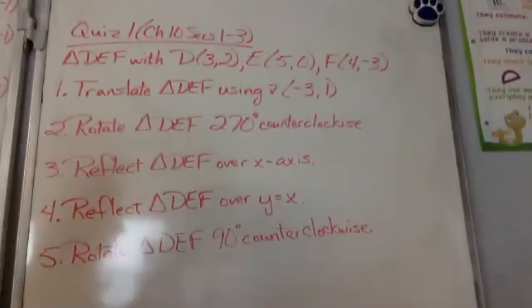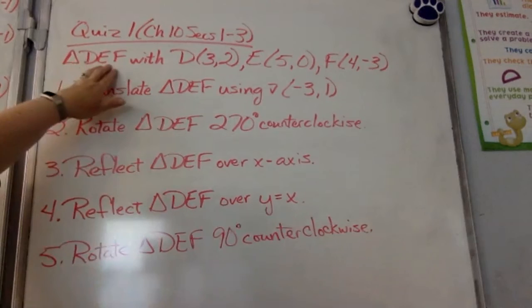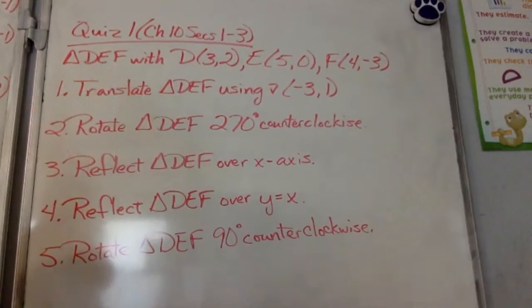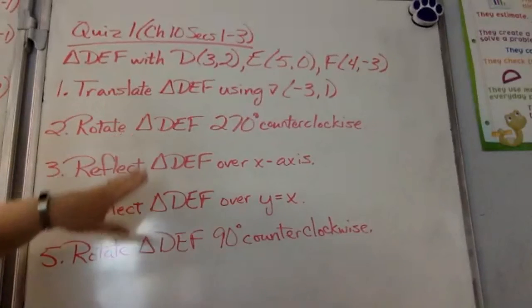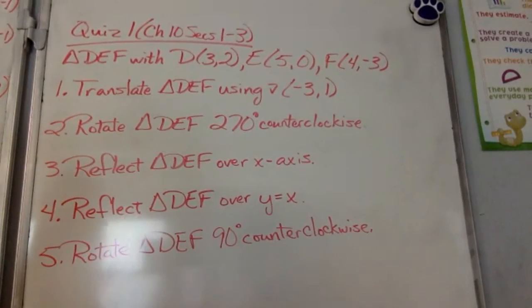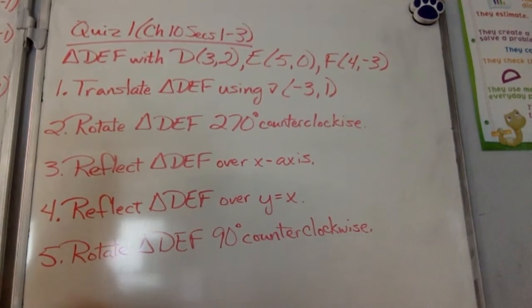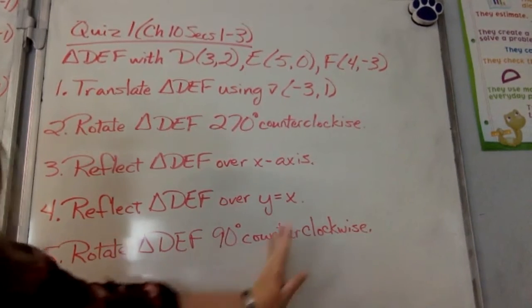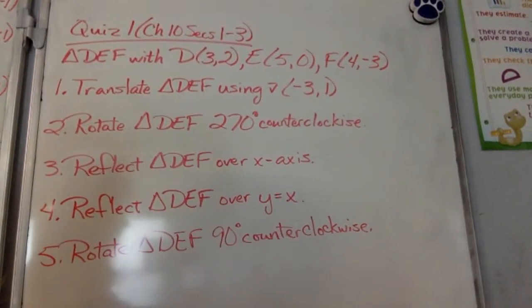Okay, everybody can see them good. So this is what we have. You have your coordinates. You're going to translate, rotate, reflect, reflect, rotate. 5 problems. All you are doing on each problem is giving me the new coordinates. So you're going to tell me D prime, E prime, and F prime for each one, like I just did on the examples I did over here. Okay. You think we can handle that?